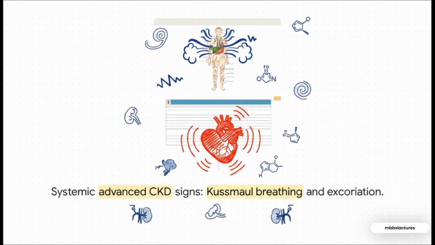But the systemic signs go much, much further. Patients with advanced end-stage renal disease very often display an increased respiratory rate and depth. We call this Kussmaul breathing. It's a direct respiratory compensation for the profound anion gap metabolic acidosis caused by retained organic acids in the blood.